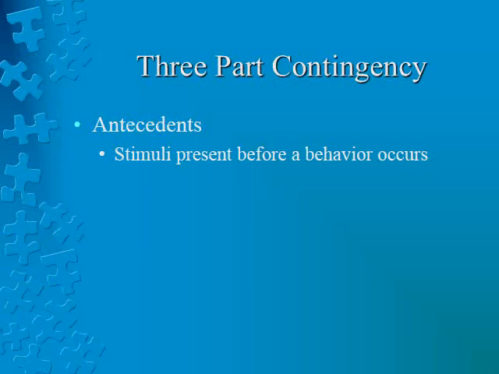Now, when we use operant conditioning, we have what we call a three-part contingency. Remember with classical conditioning we had the UCS, the UCR, the CS, and the CR. Well, the operant conditioning system has its own set of subconditions as well, and they're a little bit easier to grasp than the classical conditioning process.